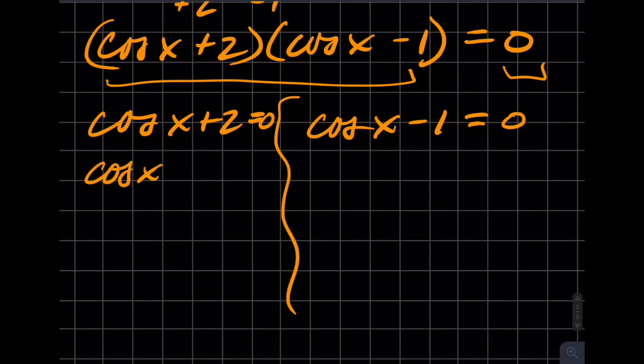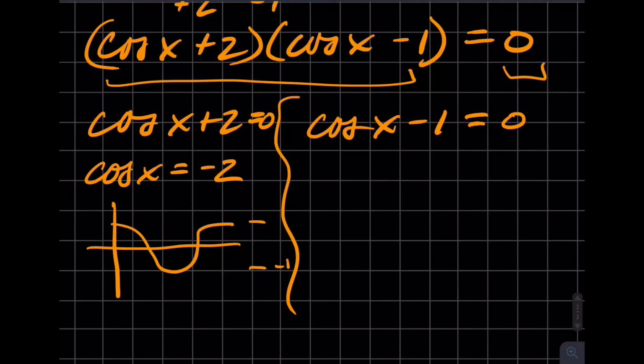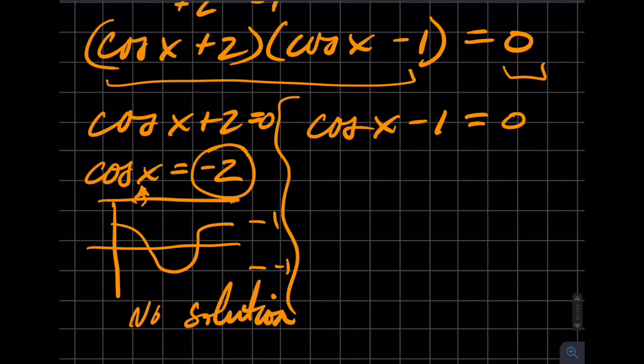Well, this one's problematic because after I subtract 2 from both sides, cosine, like sine, is restricted to be between negative 1 and 1 in our range. So the cosine of any angle is not going to give us negative 2 unless there's some kind of amplitude change or shift, and there's not in this case. So this part has no solution, or there are no solutions that will make this part of it true.